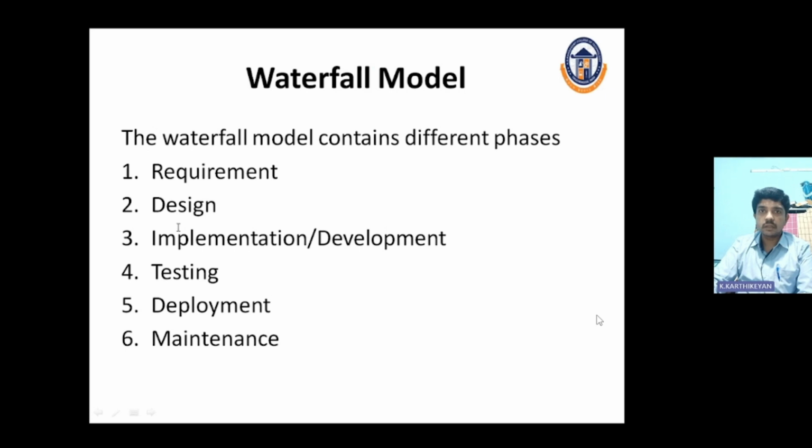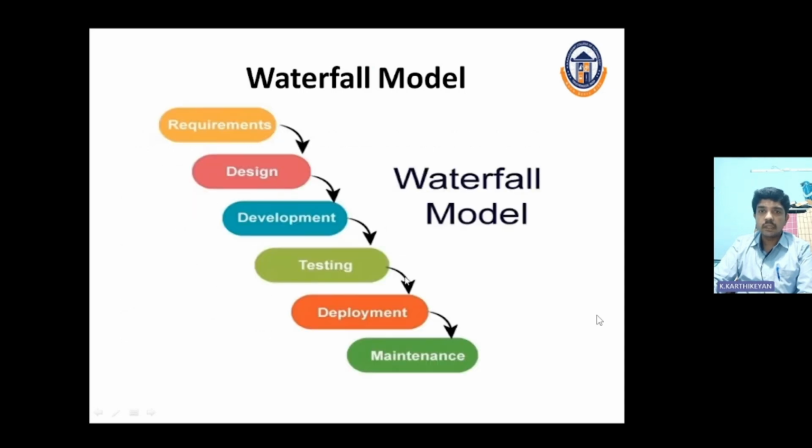The next one is the waterfall model diagram. In this diagram, after collecting requirements from the customer and completing the requirement phase, only then will the design phase be processed. After completing the design phase, we move on to implementation. After the implementation process is completed, the testing phase follows. After completing the testing phase, the deployment phase will move on. After the deployment, the maintenance phase is processed.